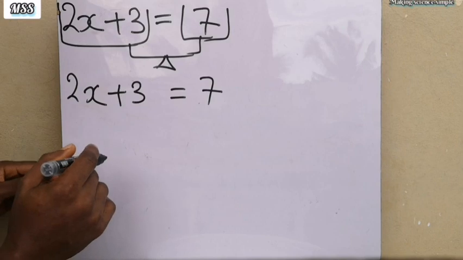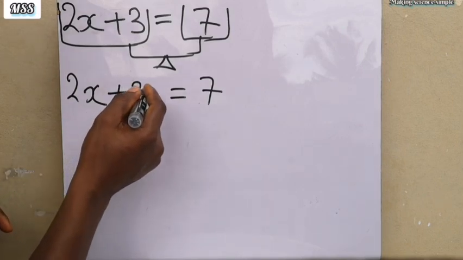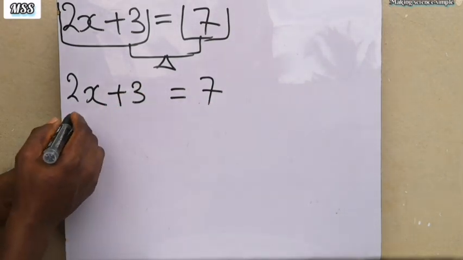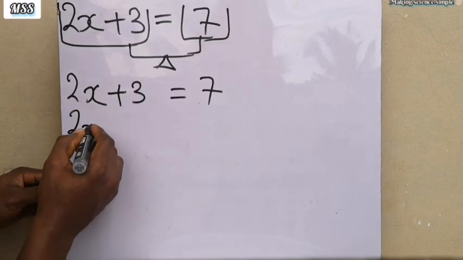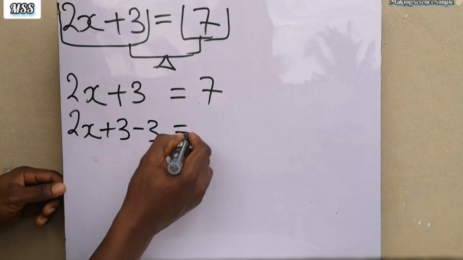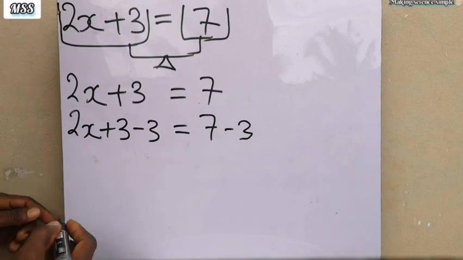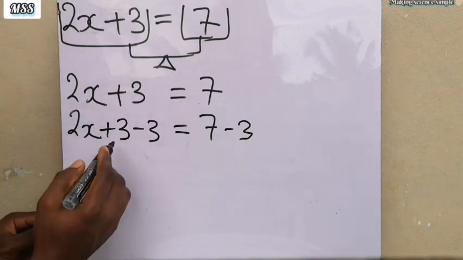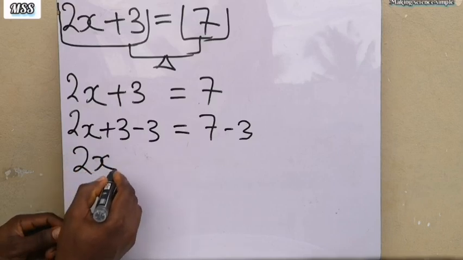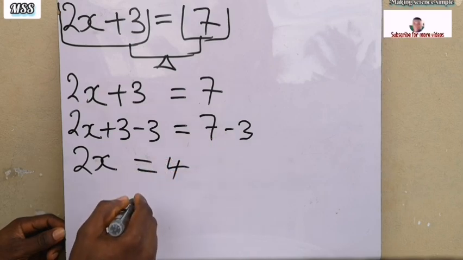Now the first thing we will do is to remove this 3. We remove the 3 by adding minus 3 here. If we add minus 3 here, we equally add minus 3 here. So now let's add minus 3. 2x plus 3 minus 3 is equal to 7 minus 3. Okay, so 3 minus 3 is 0. We now have 2x is equal to 7 minus 3, which is 4.